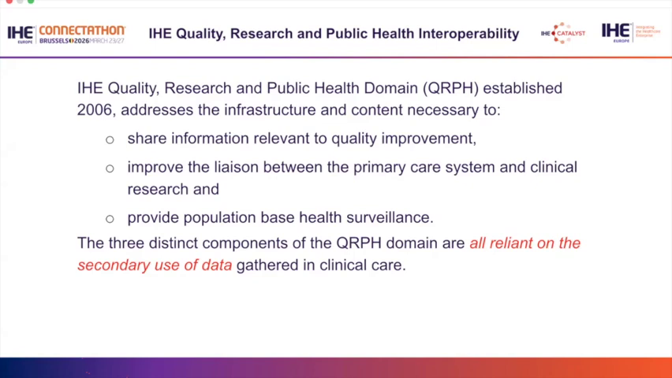So just a little bit of background. The Quality Research and Public Health domain was established in 2006. It addresses the infrastructure and content that's necessary for sharing information that's related to quality improvement, for improving the primary care systems and clinical research systems, and providing population-based health surveillance. We originated in the patient care coordination domain, and the types of profiles that we ended up with are all about secondary use of data, which is part of how we spun off into QRPH.